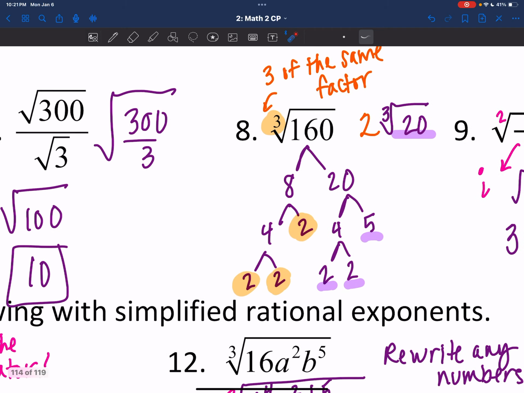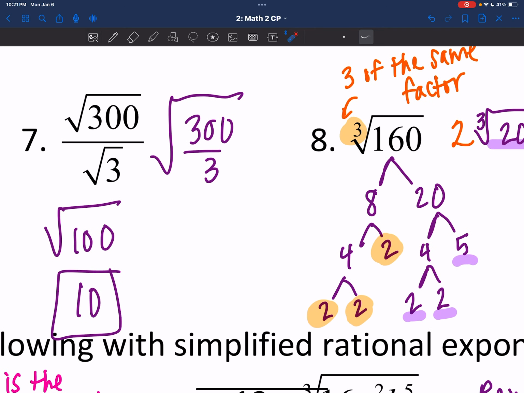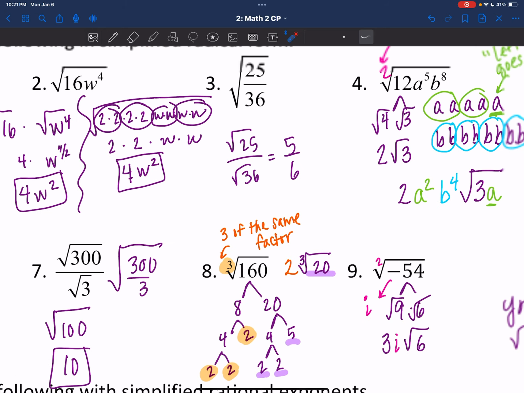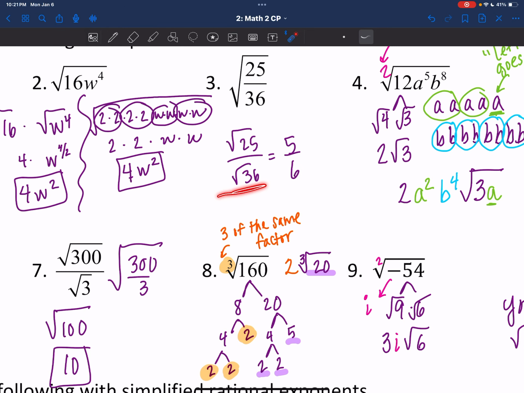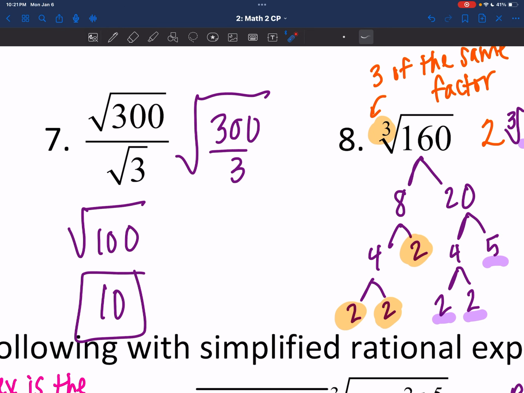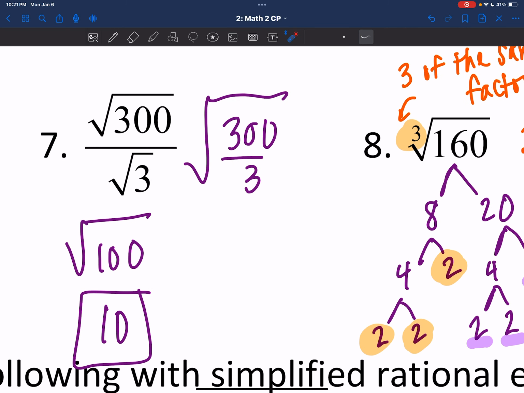All right, let's come over here to 7. Now, before, when we were up here, we separated. But now you can actually combine them if it ends up giving you a perfect square.